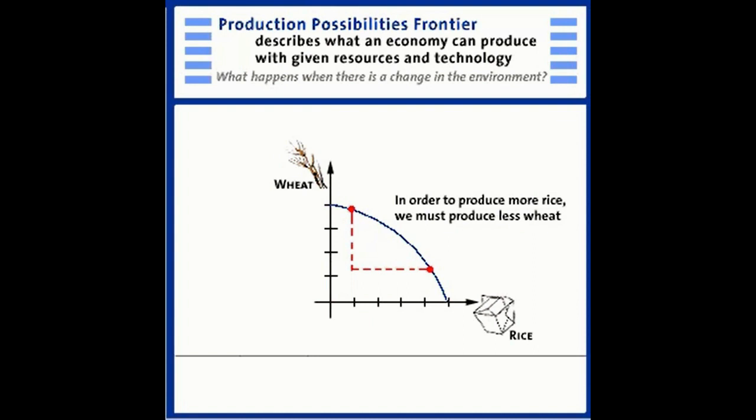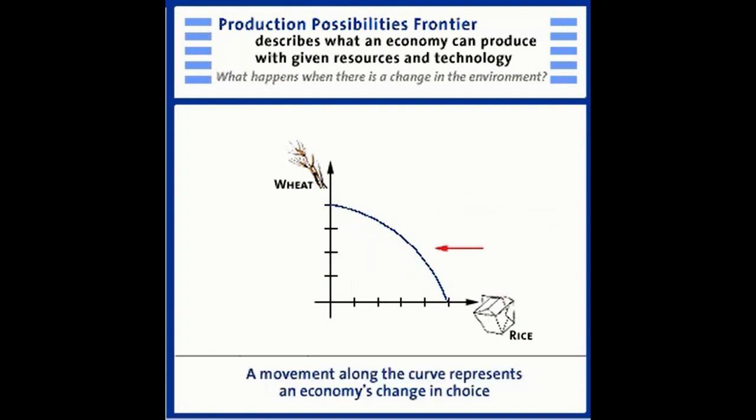A movement along the production possibilities frontier represents a change in the economy's choice of which combination of goods to produce. If an economy decides that it wants to produce a lot of wheat and a little rice, it will be at a point on the production possibilities frontier up here. If the economy wants to produce a lot of rice and a little wheat, they'll be down at a point like this. If the economy wants a balanced output of wheat and rice, they'll be at a point like this.